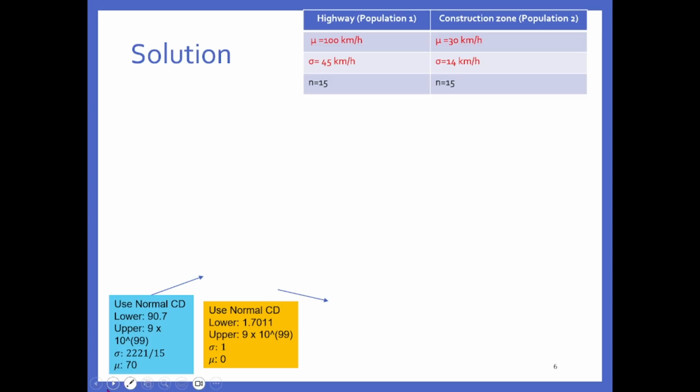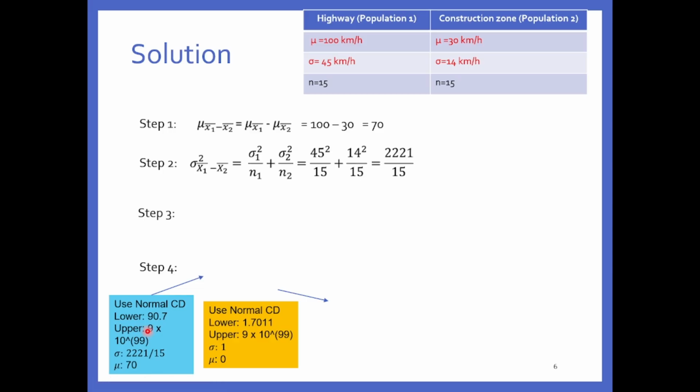Okay, and then you can find step 1. The mean of the difference of these two sampling will be equal to 100 minus 30. Okay, step 2, find the variance of the sampling difference of these two sampling.